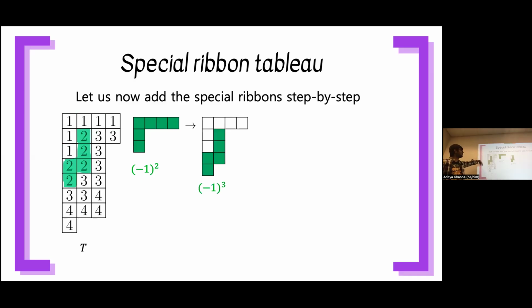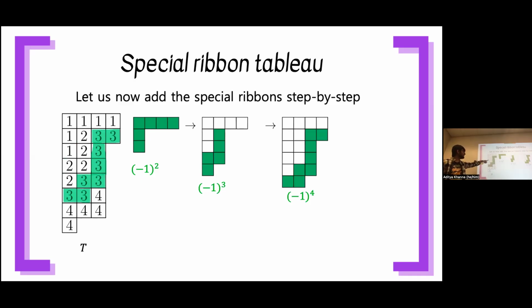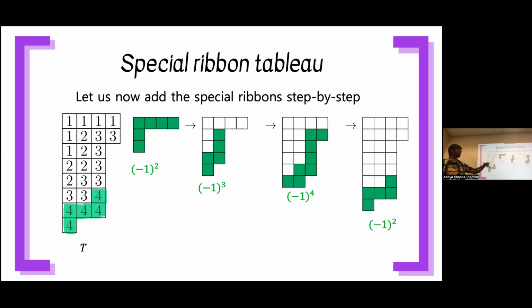The second one will be this ribbon. That will be -1 cubed. This particular one will be -1 to the 4 and then -1 squared. And then I multiply all of the signs together, and that gives me the sign of the special ribbon tableau I just made. And so this will be -1 or +1, depending on what these particular parities are.